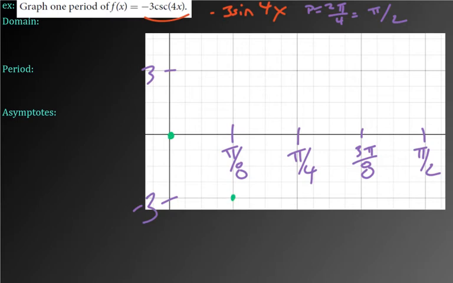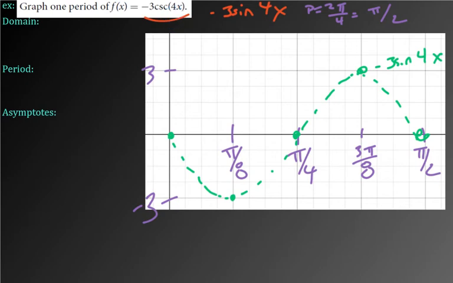So we would get these points, like thinking of quarters on the unit circle. And I'm going to do this dotted because we're not actually asked to graph minus 3 sine 4x, but that is what minus 3 sine 4x should be. And the real question was, what is minus 3 cosecant 4x?